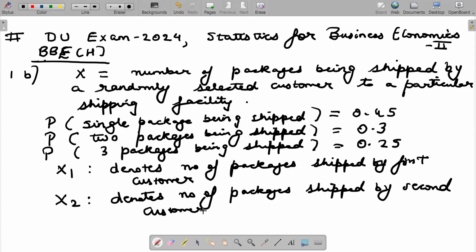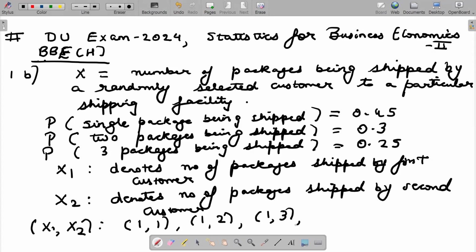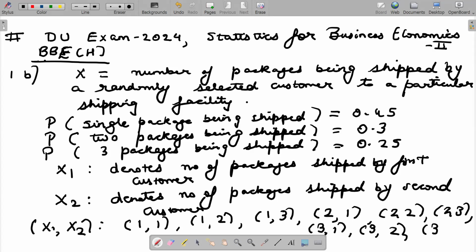What are the values X1, X2 can take? X1, X2 can take the following values. Customer 1 can ship 1 package, and customer 2 can also ship one package. Then customer 1 ships 1 package but customer 2 ships 2 packages. Then customer 1 ships 1 package, customer 2 ships 3 packages. Customer 1 ships 2 packages, customer 2 ships 1 package. Similarly, it's going to be 2, 2, and 2, 3. Then likewise, we have 3, 1, 3, 2, and 3, 3. These are the possible combinations of X1 and X2.